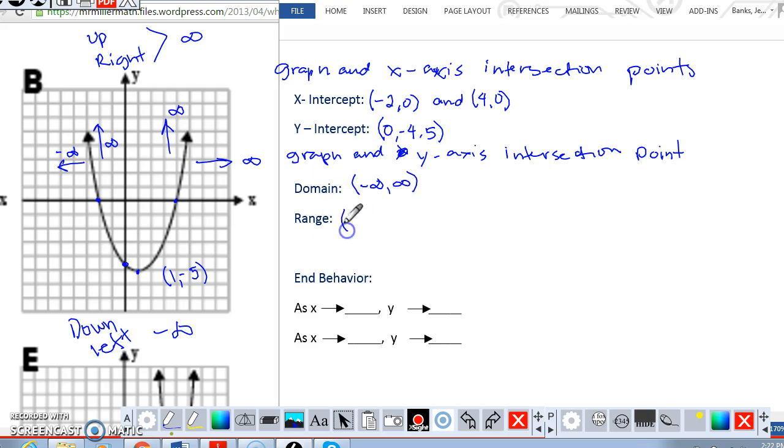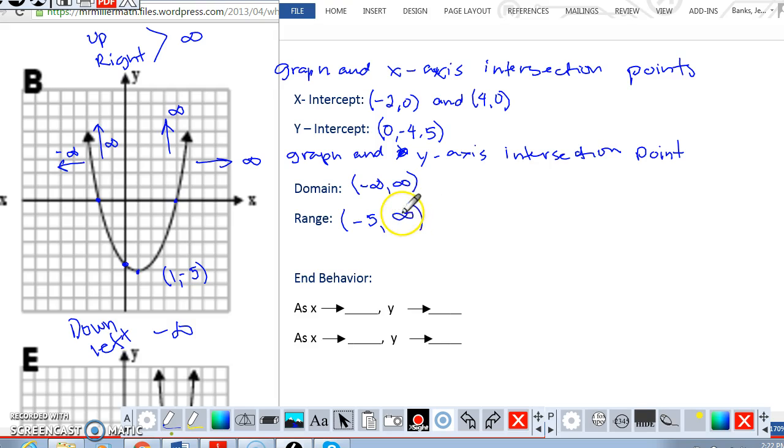Now, for your range, this is the lowest point to the highest point. That's why we needed to locate the vertex, because the vertex tells you the lowest point in this graph. And the y component of that lowest point is negative 5. So we will start with negative 5. And the highest point, of course, is these two arrows right here, which are both positive infinity. So we'll just put one positive infinity.